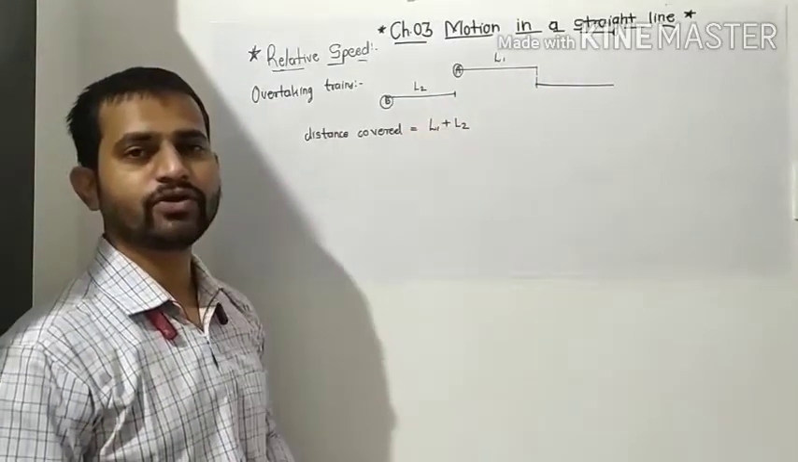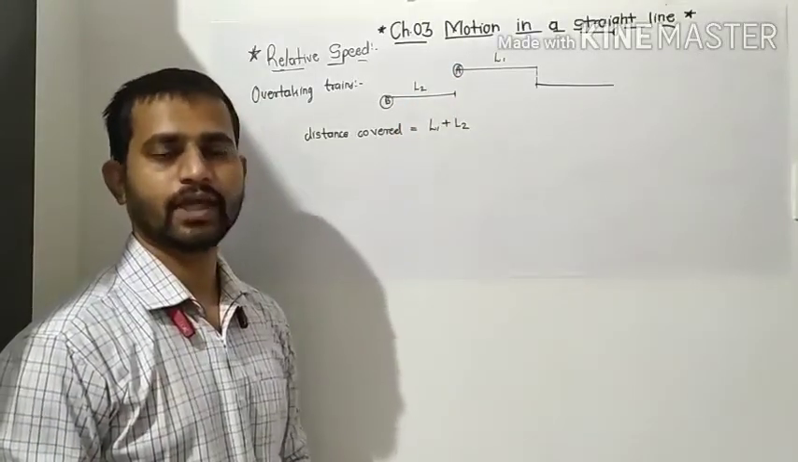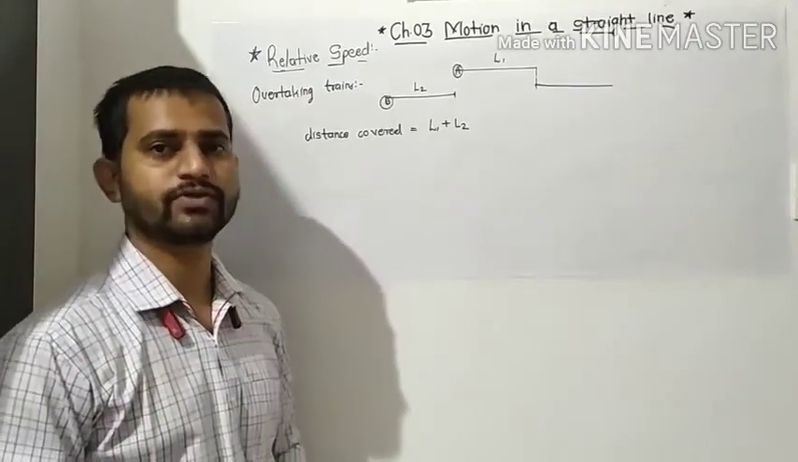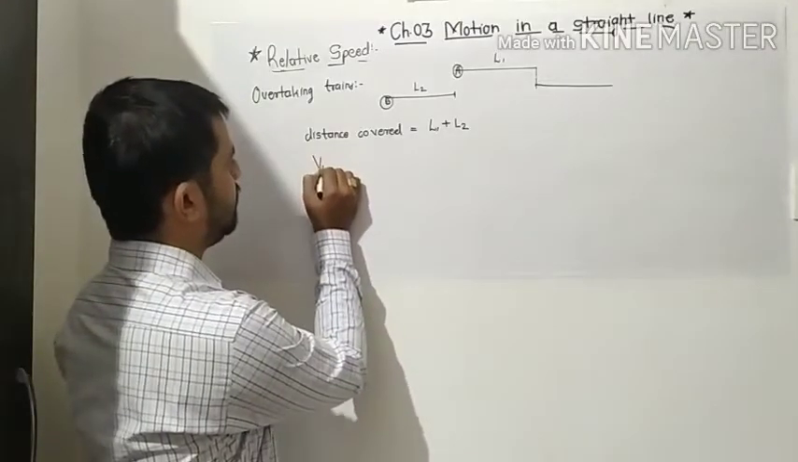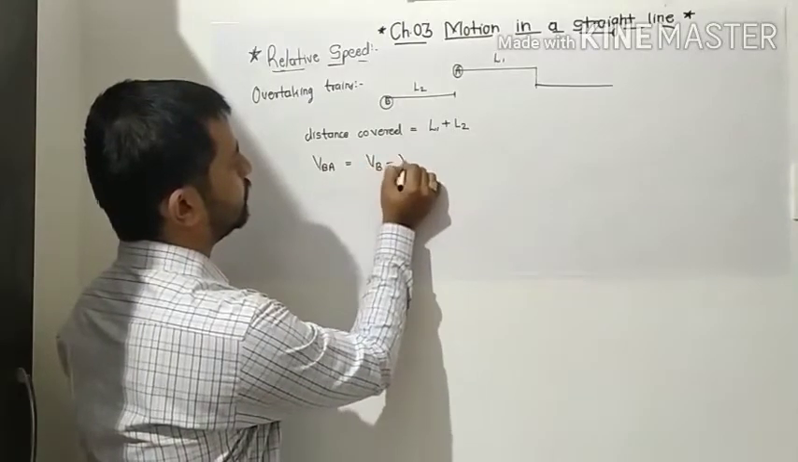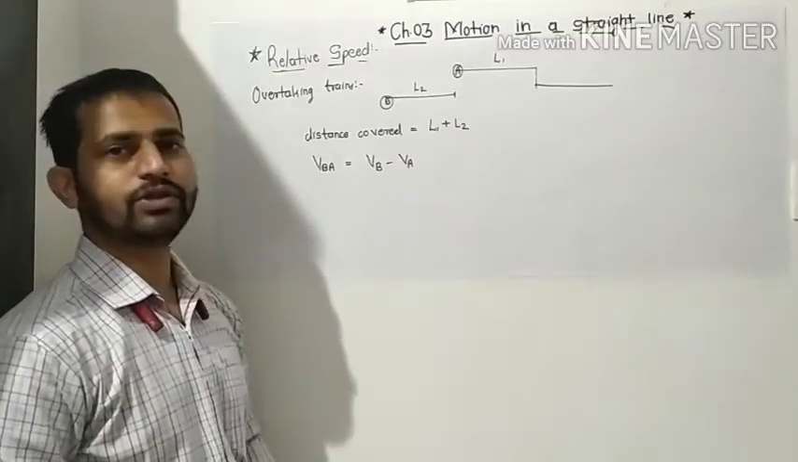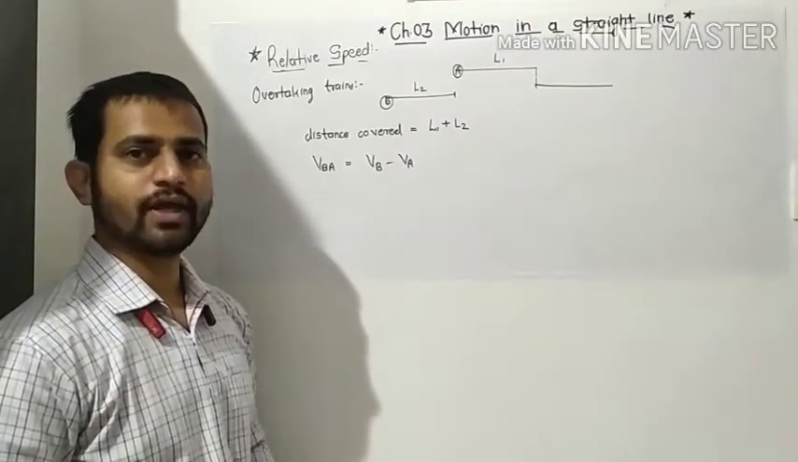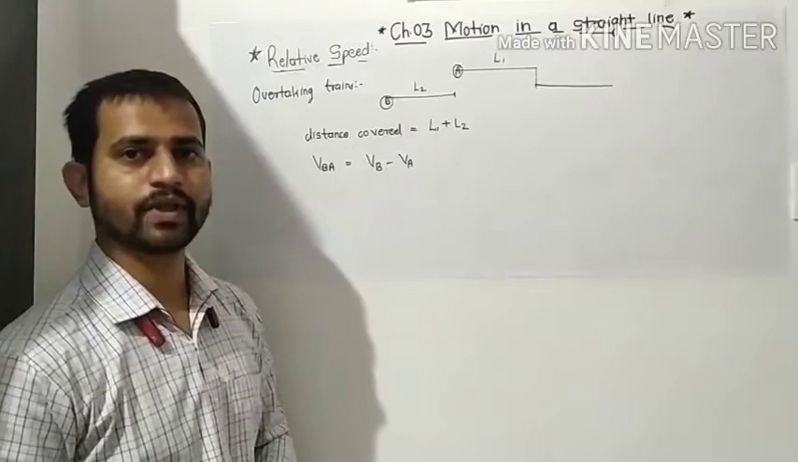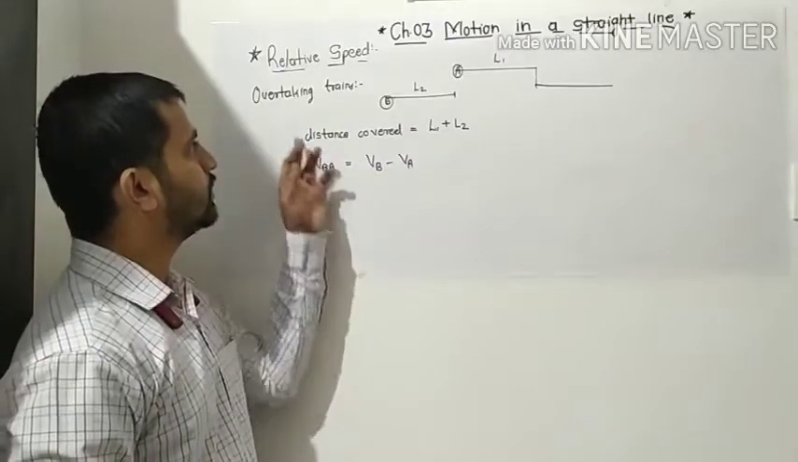Now what is the velocity of the train when train B is crossing train A? We have to consider both the trains are in motion, so in this case we have to go for the relative velocity. So the velocity of train B with respect to train A will be velocity of train B minus velocity of train A. This will give us the value of the relative velocity of train B with respect to train A. So this is the case of overtaking.